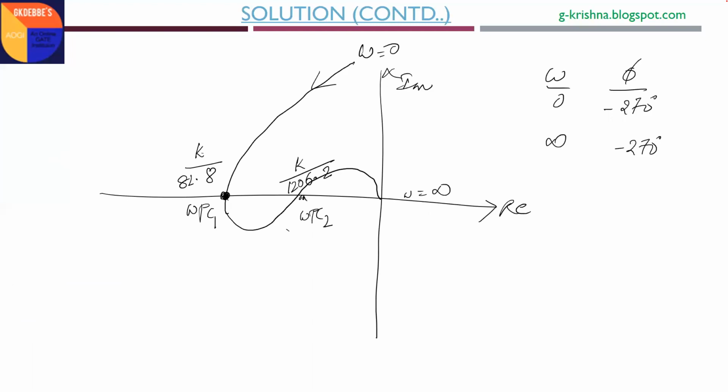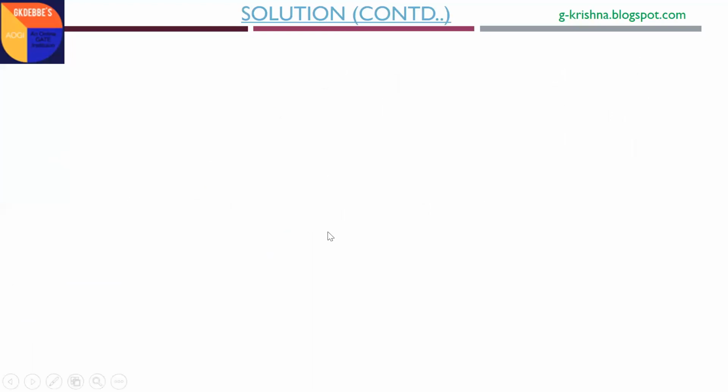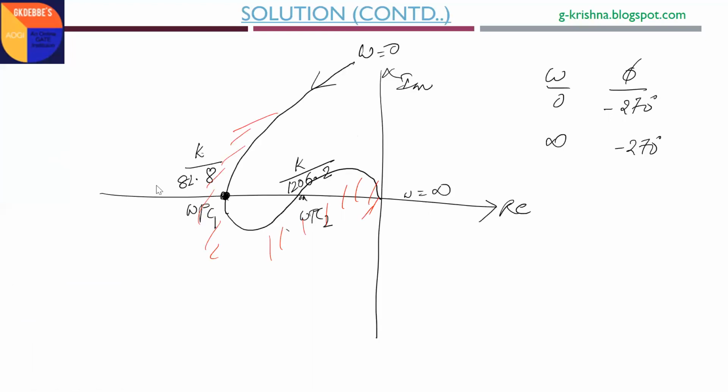Whenever you are traveling in this arrow direction, this is your right hand side. If you locate the minus 1 plus j0 point in this region, it will obviously not be encircled. If you locate the minus 1 plus j0 point here, then only the closed loop system will be stable. If you locate it in this region or in this region, it will be unstable. Therefore, for two ranges of gain K, it will be unstable, and for only one range of gain K, it will be stable.